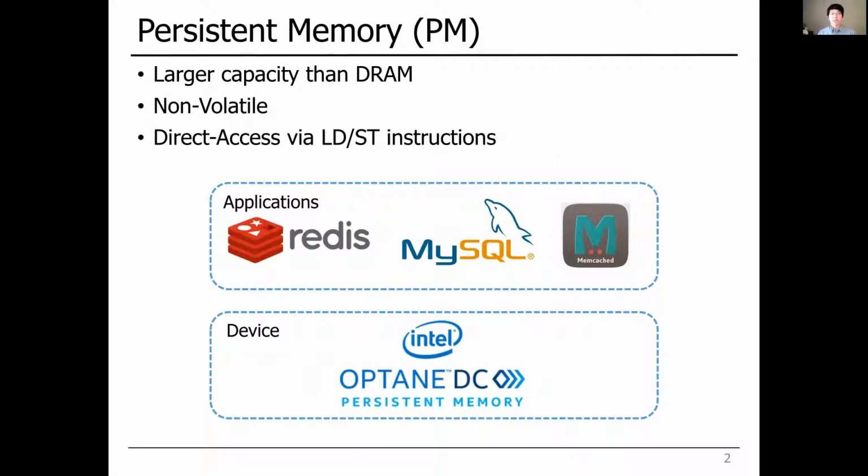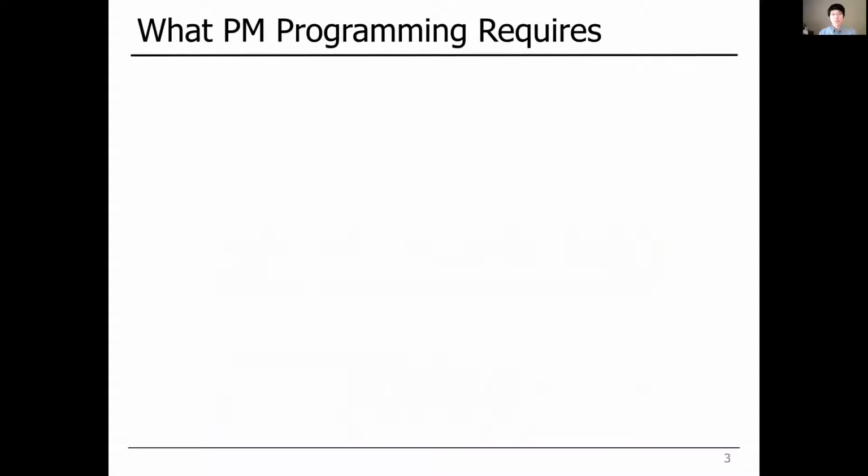Persistent memory is here. It has larger capacity than DRAM, while retaining data across power on and off. At the same time, it leverages byte addressability through load store instruction. In-memory database systems and key value stores are already adopting this technology to improve performance by replacing SSD and reducing power consumption by replacing DRAM. To leverage PM's features such as byte addressability and persistency, persistent memory programming will be prominent.